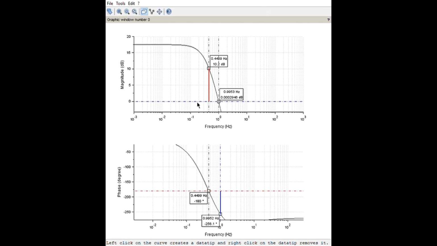Now we look at the graph. At the 0 axis, we get the gain crossover frequency 0.99, which is the same as the one that we calculated. The new dB is 10.2 dB, which is increased from the first Bode plot, and at the negative 180 axis, we get the phase crossover frequency of 0.4499.